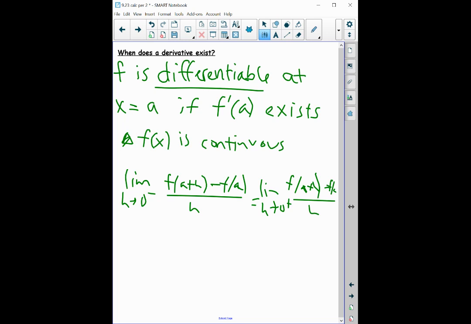Okay, it really just means if I have the point a, I can go h spaces here, or I can go h spaces here. And if both of those give me the same limit, or both of those limits exist, then our function is differentiable. Okay.